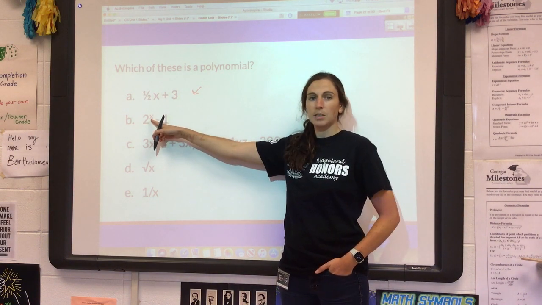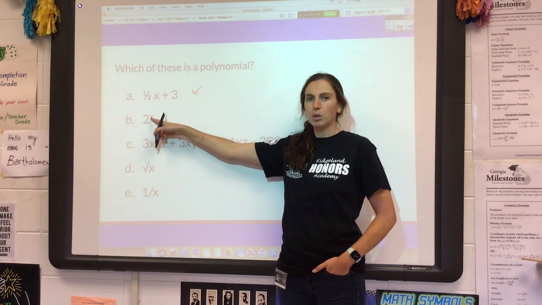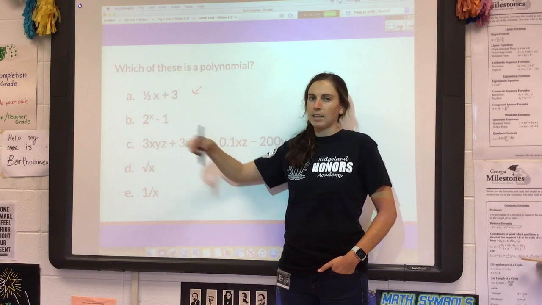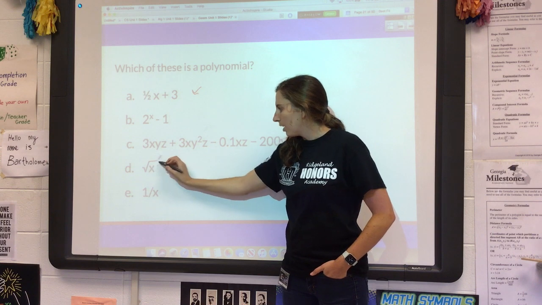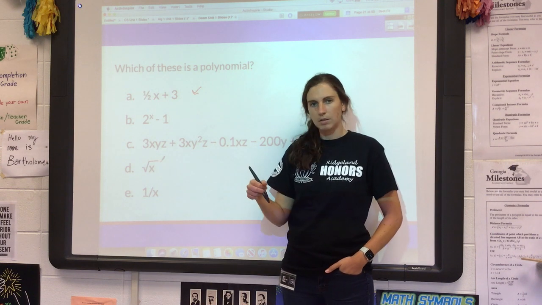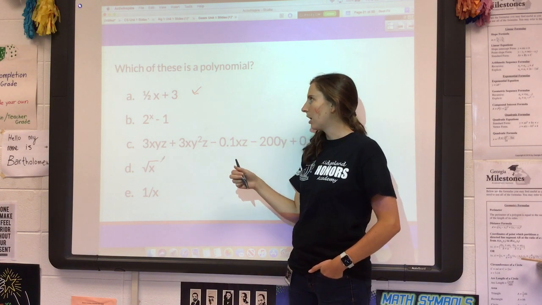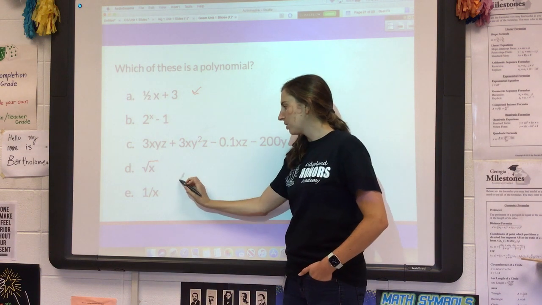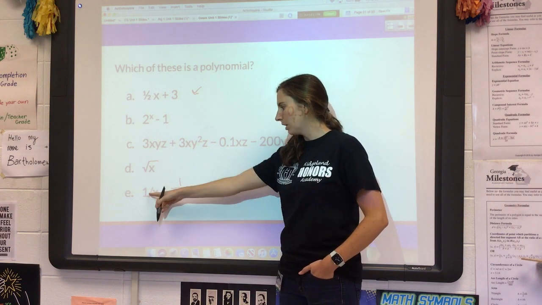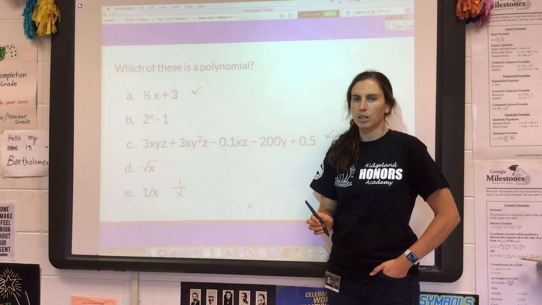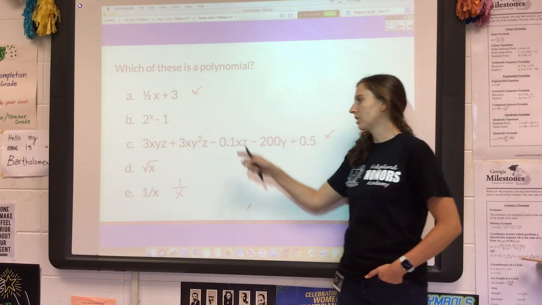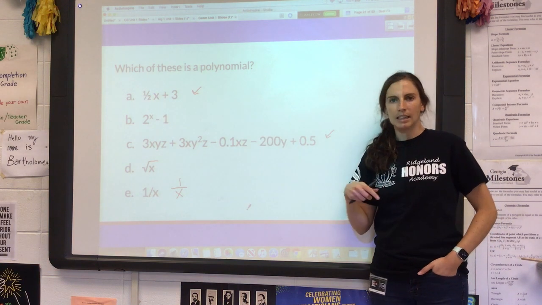Anytime you have an exponential function where a variable is actually an exponent, that's not a polynomial. Anytime you have a square root, that's a radical function, so not a polynomial. And anytime you actually divide by a variable, like this or this, those are not considered polynomials. So there's some exceptions, but anytime it's just a combination of some terms, that's a polynomial.